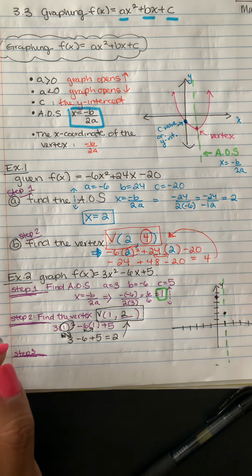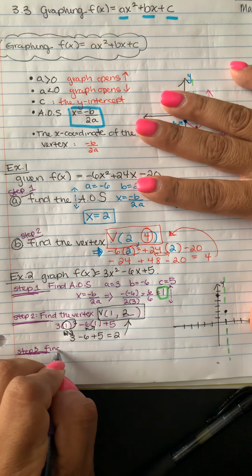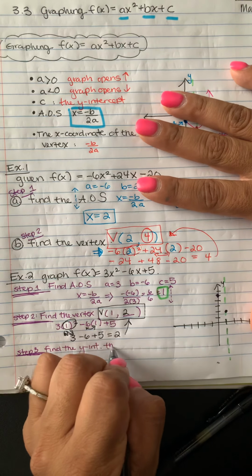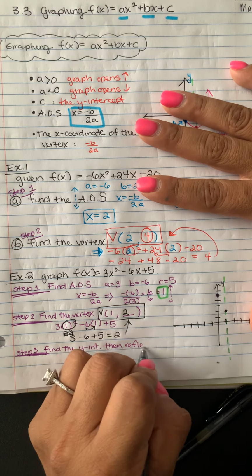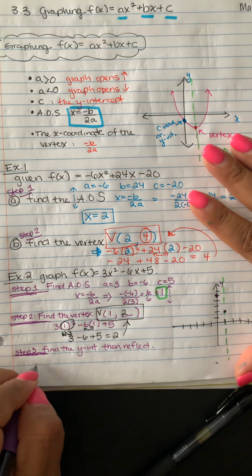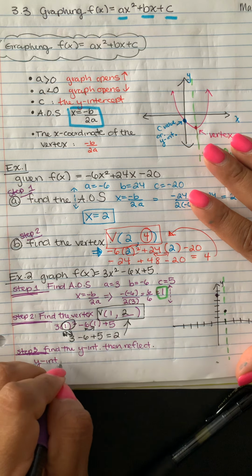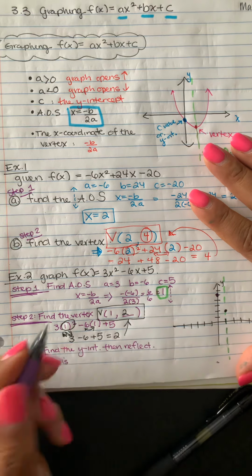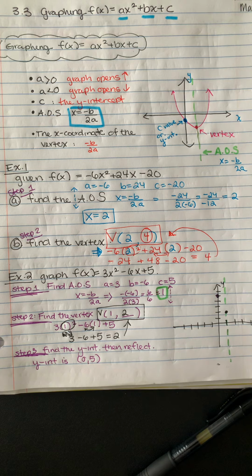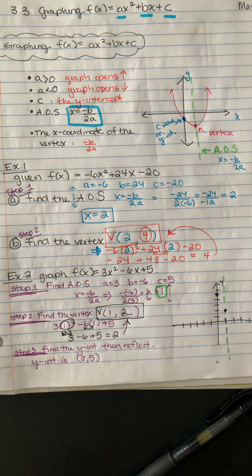Step 3 says find the y-intercept and then reflect. I'll talk to you about what it means to reflect in just a moment. So the y-intercept, remember, is a point. It's (0, 5). Or you can say y-intercept is positive 5, but we know on the y-axis it's going to hit positive 5.